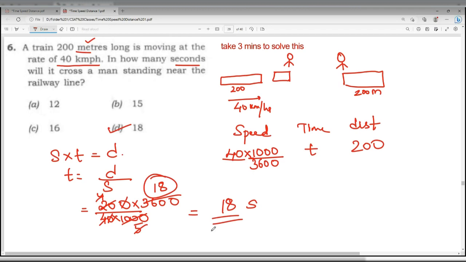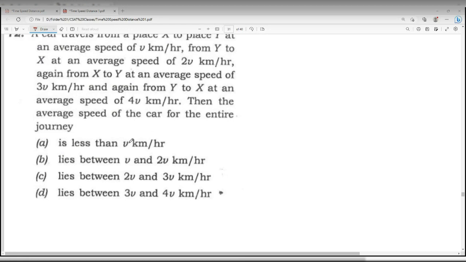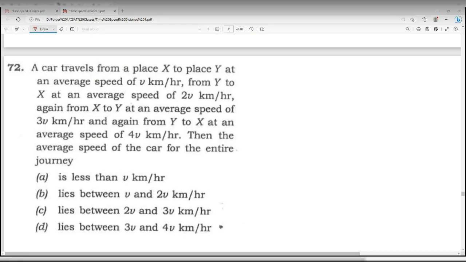If you still have any doubt, please ask, or else we'll move to the next question. I hope I've cleared the doubts. So we'll go to the next question. Take 3 minutes to solve this question. I've started the timer. Take 3 minutes to solve this question.